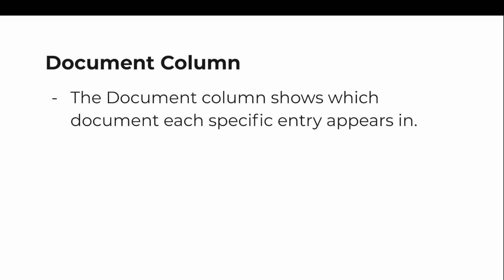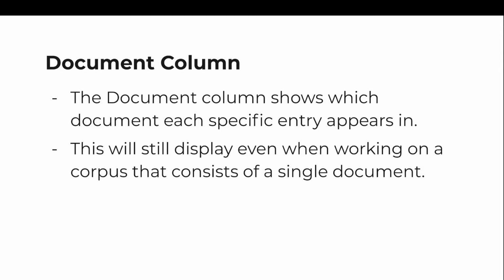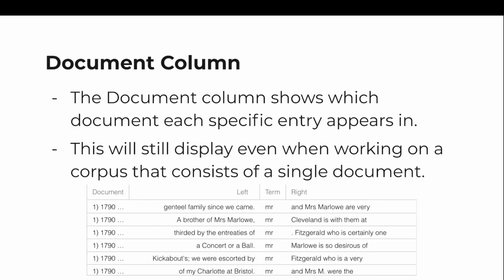The document column shows which document each specific entry appears in. This will still display even when working on a corpus that consists of a single document. In that case, you likely won't need this column to be active, since it will always have the same value, the single document.